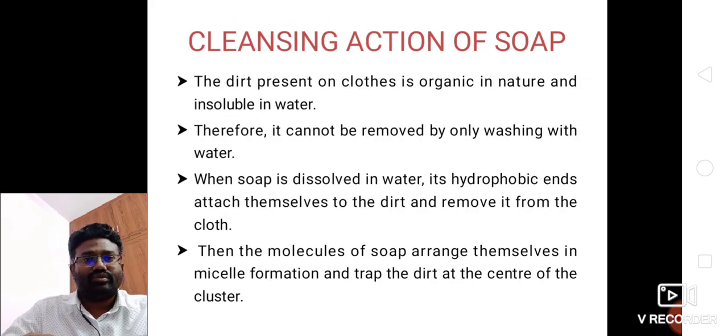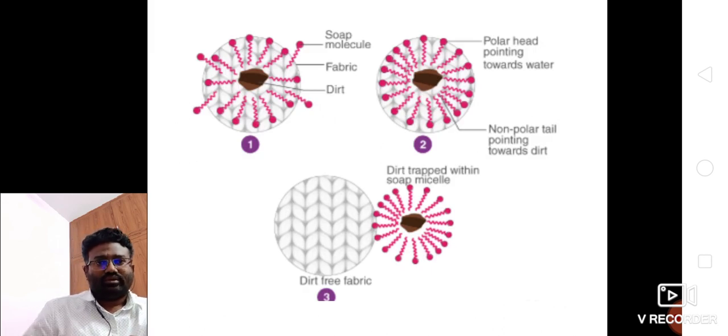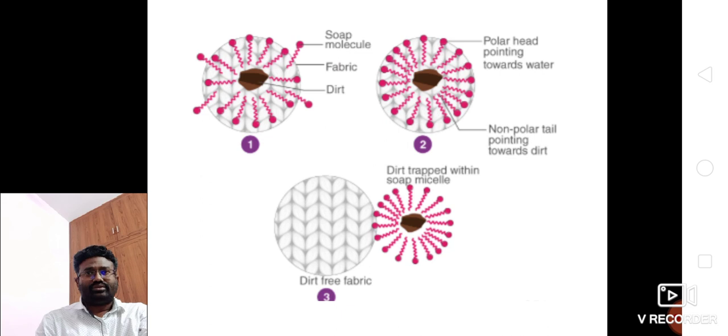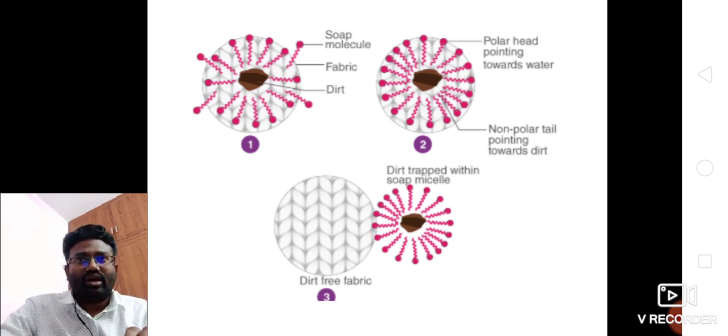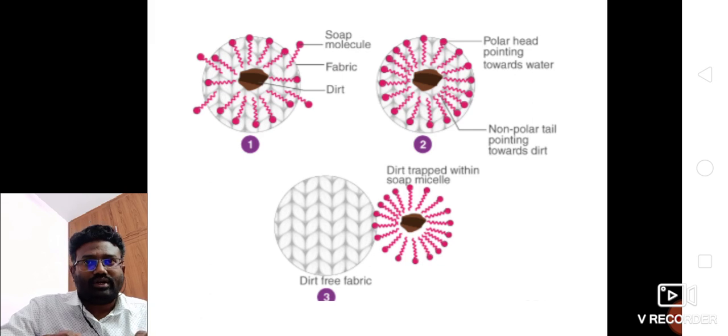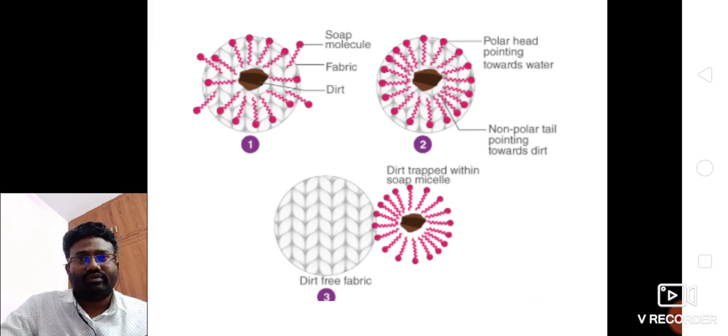Cleaning action of a soap. The dirt present on clothes is organic in nature and insoluble in water. Therefore, it cannot be removed by only washing with water. When soap is dissolved in water, its hydrophobic ends attach themselves to dirt and remove it from the cloth. Then the molecules of soap arrange themselves in micelle formation and trap the dirt at the center of the clusters. These micelles remain suspended in the water. The dirt particles are then easily rinsed away by the water.